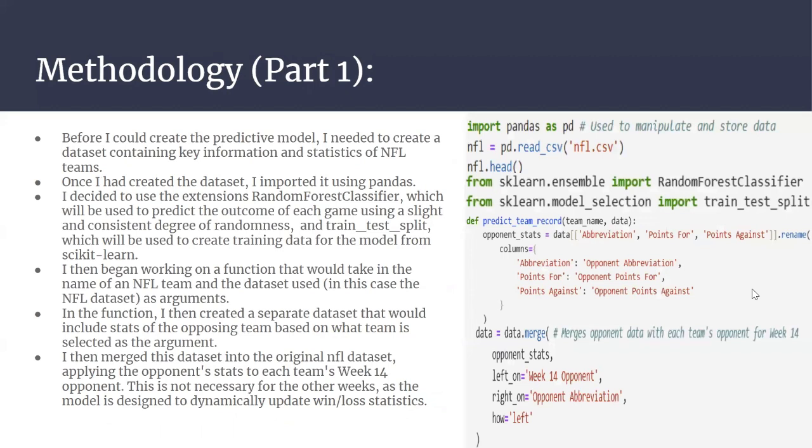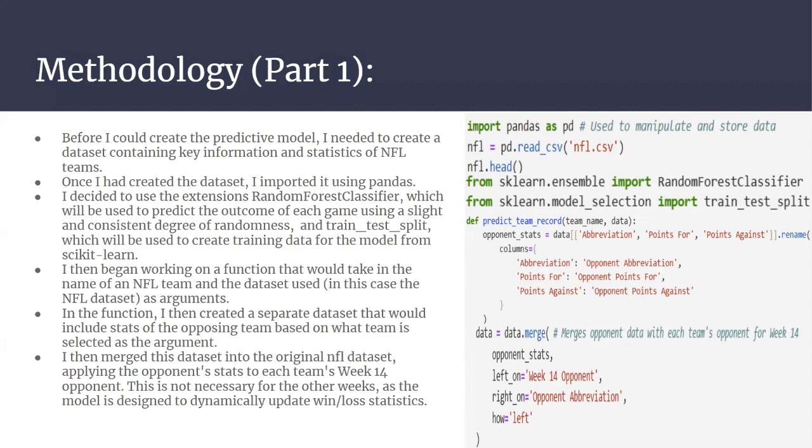Before I could create the predictive model, I needed to create a data set containing key information and statistics of NFL teams. Once I had created the data set, I imported it using pandas. I decided to use scikit-learn's random forest classifier, which will be used to predict the outcome of each game using a slight degree of randomness, and train_test_split, which will be used to create training data for the model. I then began working on a function that would take in the name of an NFL team and the dataset used, in this case the NFL dataset, as arguments.